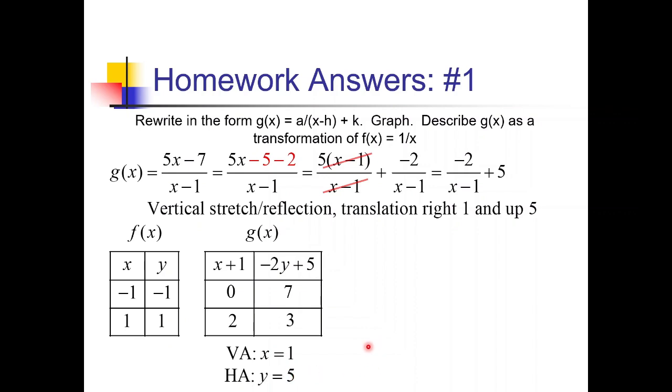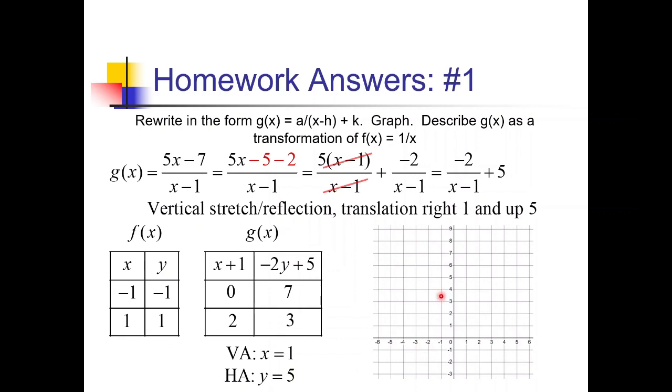So putting that all on a graph, and I'm making my grid lines high enough here so that I can accommodate these values. We've got our vertical asymptote at x equals 1, horizontal at y equals 5, and now I also have the point 0, 7 right here, and 2, 3, which is over here. So here's my upper left branch and my lower right branch, and that's it.